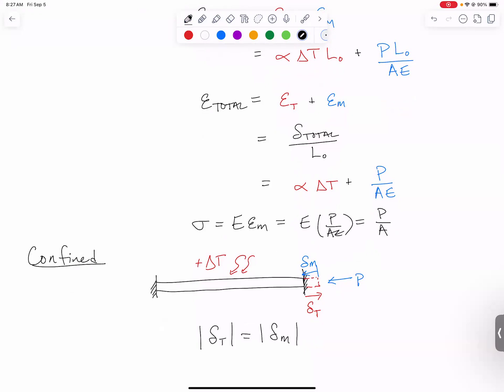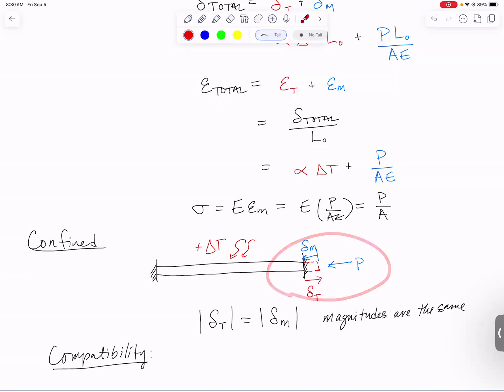With the picture drawn this way, when I write my compatibility condition, I want to write it as delta thermal minus delta mechanical equals 0. And the reason for that is that I am drawing P in compression, treating a positive delta mechanical as getting shorter.